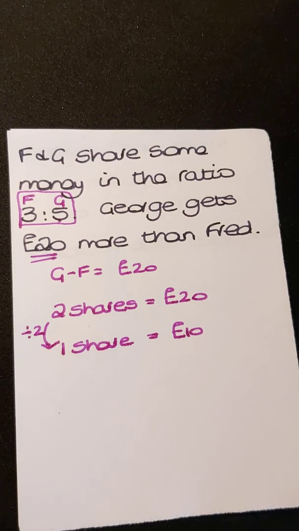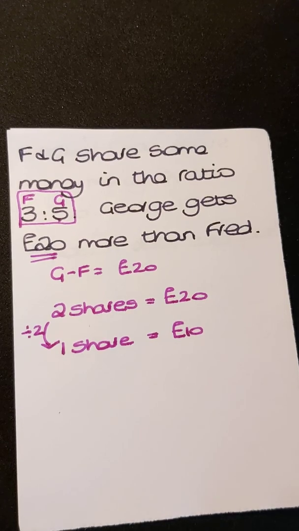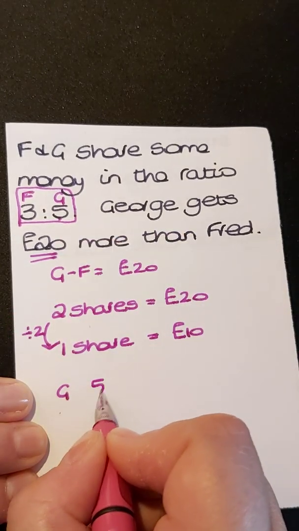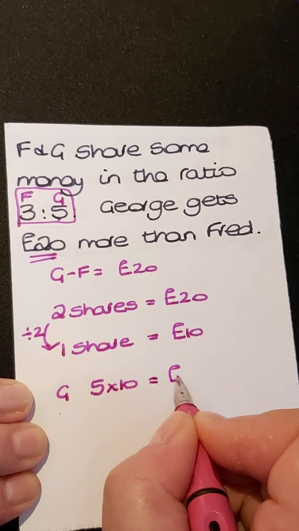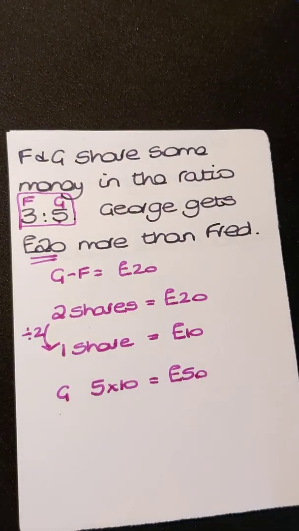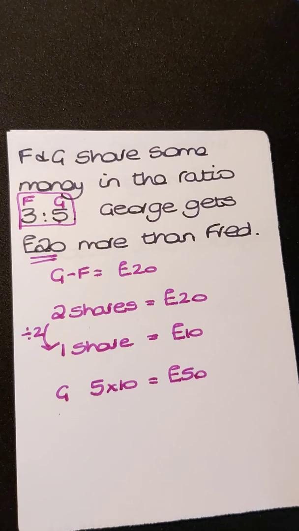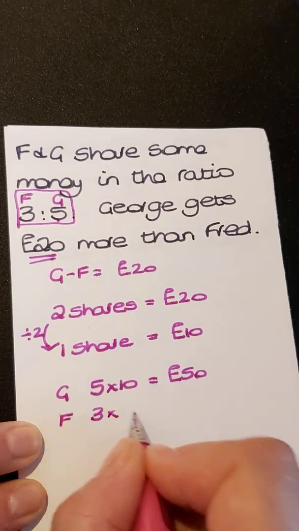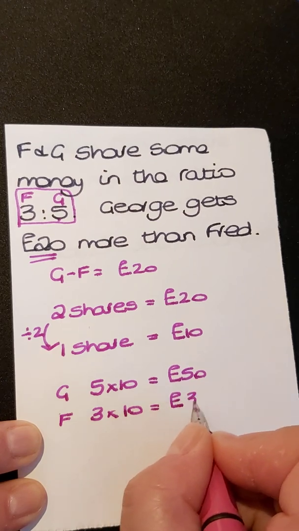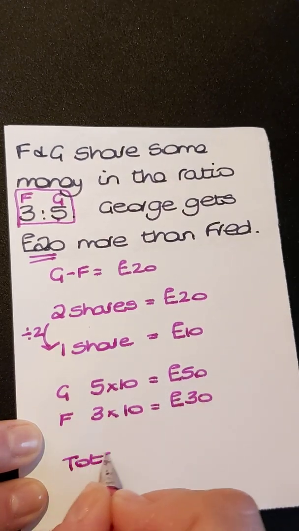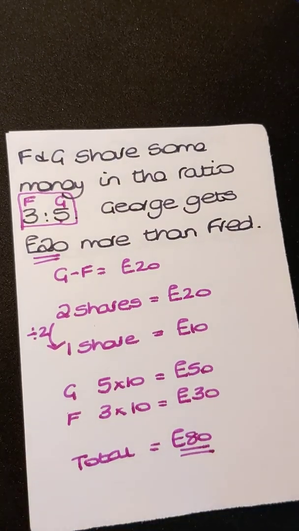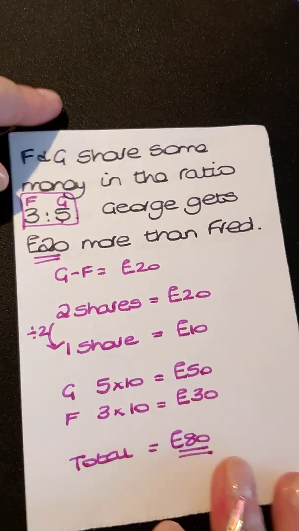Now, if the question had said, how much money does George get? You would have done George. He gets 5 shares, so 5 times 10, which is £50. And if that was what the question asked, that would be your answer. But we were asked, how much money did they share out altogether? So I know that George gets £50. Fred gets 3 lots of 10, which is £30. So the total amount of money shared is £80. Really important that you read the question so you know exactly what you're being asked to find.